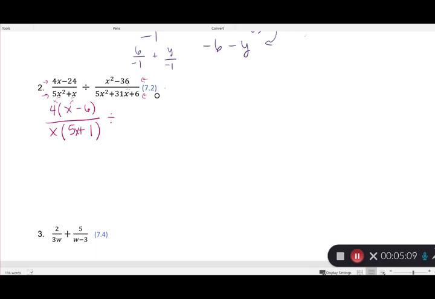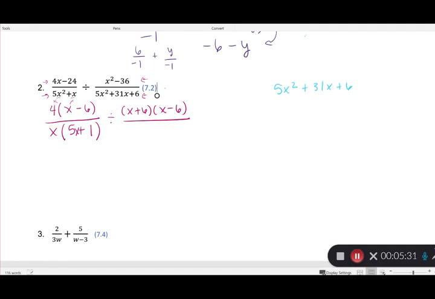Here's that difference of squares again. Super, super important that you understand difference of squares and that you remember how to factor it. So you get x plus 6 and x minus 6. And then the bottom now is a slightly bigger factoring problem, so it might be helpful to write that one off to the side. 5x squared plus 31x plus 6.